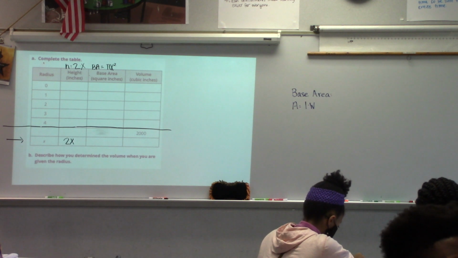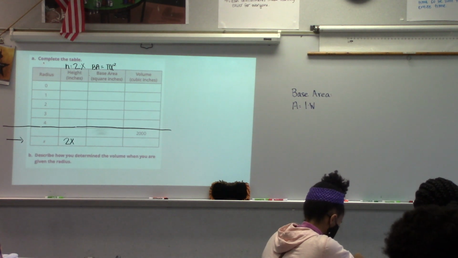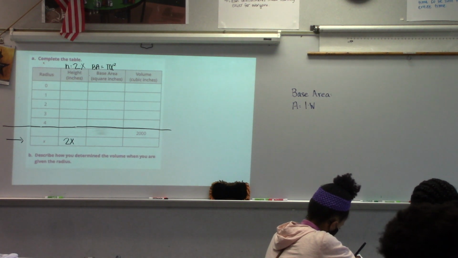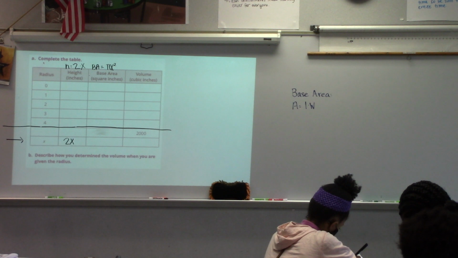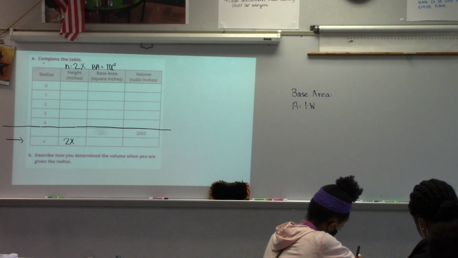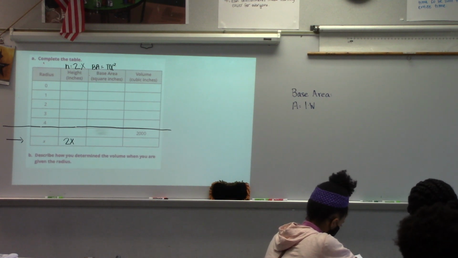So x is the radius. It's the same thing as how our height was the h, and then we use that to go with everything. Hold on, look, it says height is twice the radius. So 2 times x? Yes.